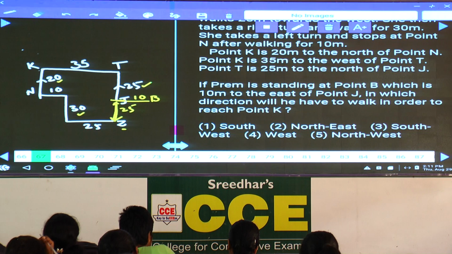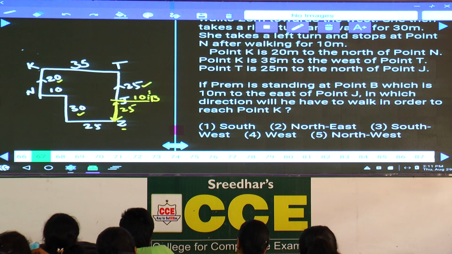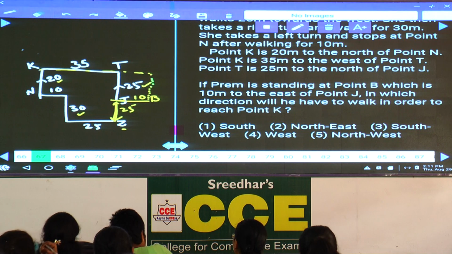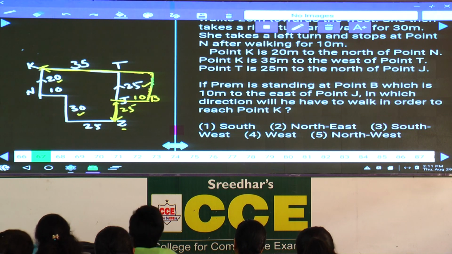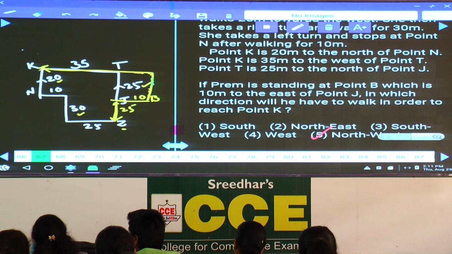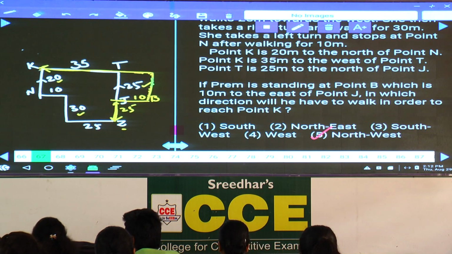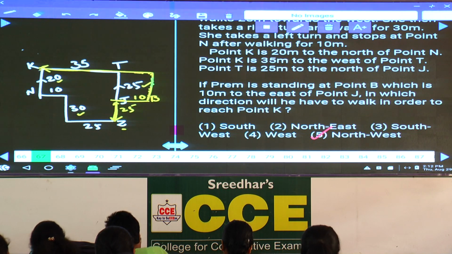Now in order to reach this point K, this person has to go first towards north, then towards west. North and west, northwest. Clear? This is north and this is west. And this person Prem should move towards northwest. Northwest, choice 3, choice 5 is the answer. Now this is about question number 66 and 67. Then 68 onwards.